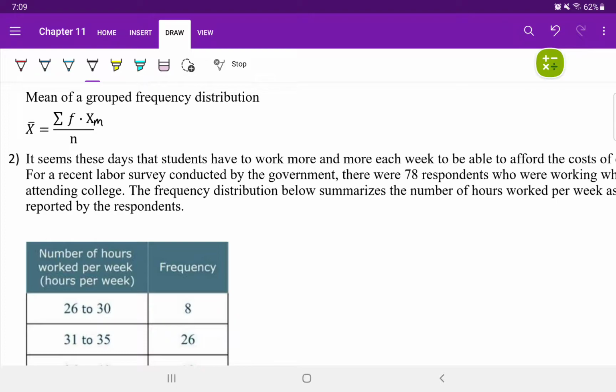And to find the mean of a grouped frequency distribution, we're going to use this formula. The sample mean is equal to the sum of your frequency times your midpoint divided by n, and n is the sample size. Now, note here, this says sum of your frequency times your midpoint. You must follow PEMDAS, order of operations, which means you are multiplying first each midpoint and frequency, and then you're going to find the sum before you divide.